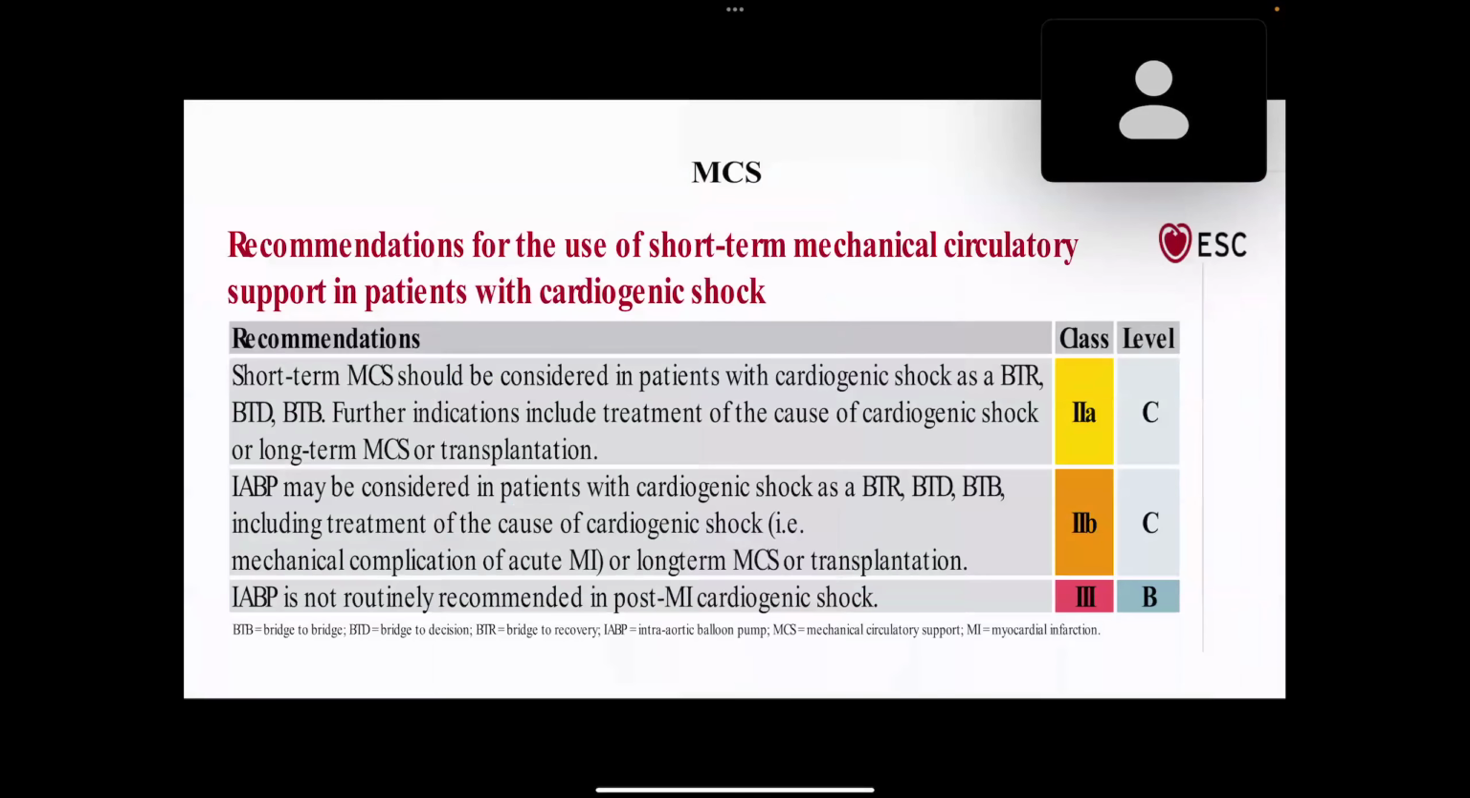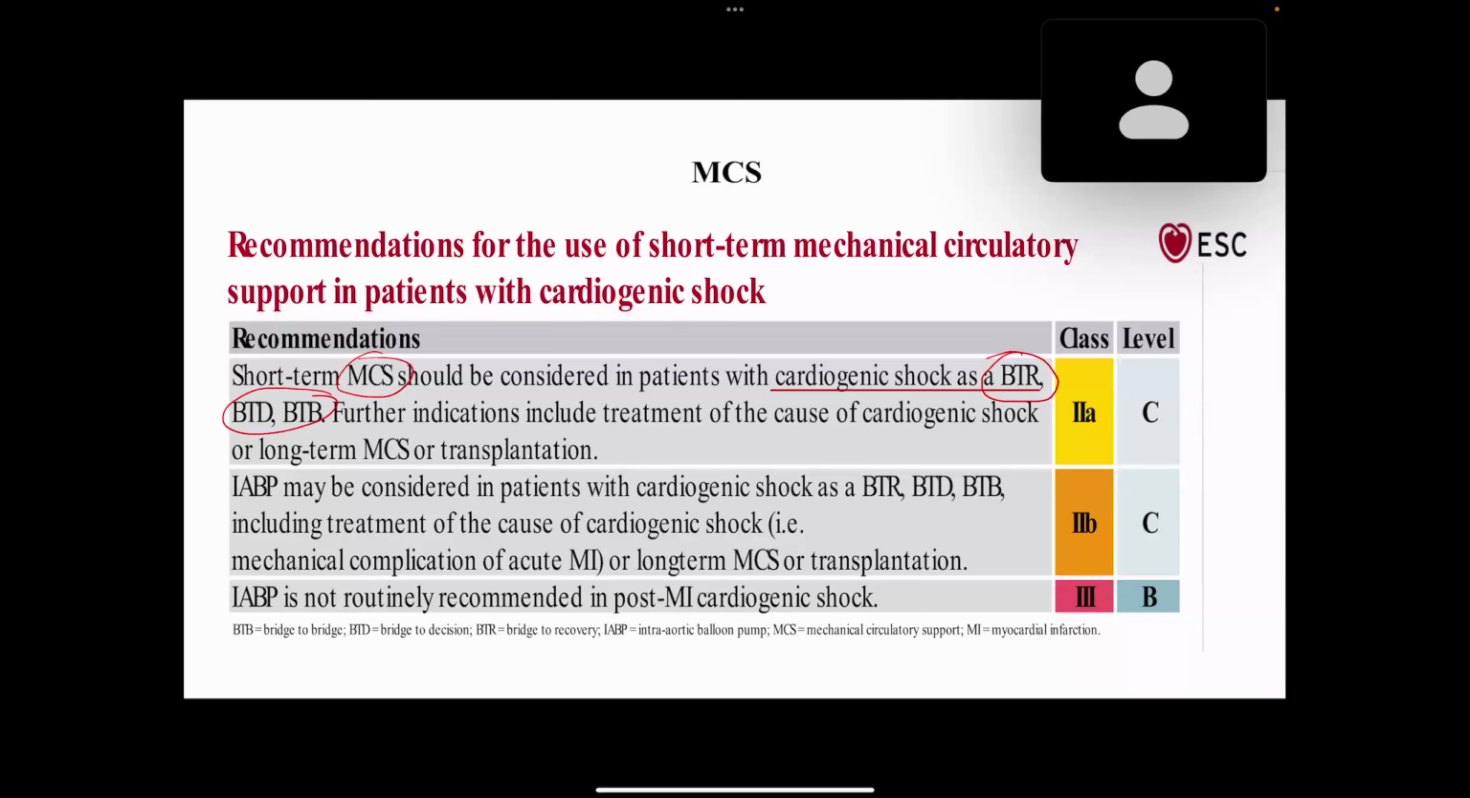Coming to the mechanical circulatory support. So what are the recommendations? You need to put the patient on mechanical circulatory support when the patient is having cardiogenic shock, and that is basically a bridge to recovery or bridge to decision. Suppose the patient is planned for cardiac transplant, you want to keep the patient alive till the transplant is done, then you have to put this patient on mechanical circulatory support.